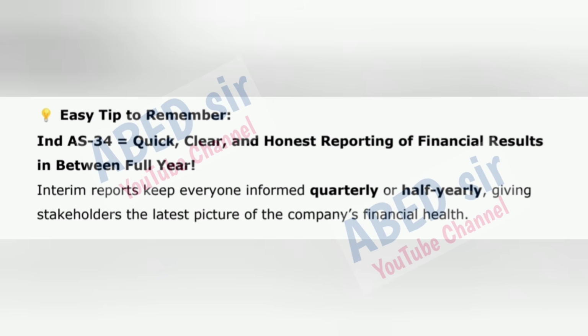Easy tip to remember. Ind AS 34 is equal to quick, clear, and honest reporting of financial results in between full year. Interim reports keep everyone informed quarterly or half-yearly, giving stakeholders the latest picture of the company's financial health.